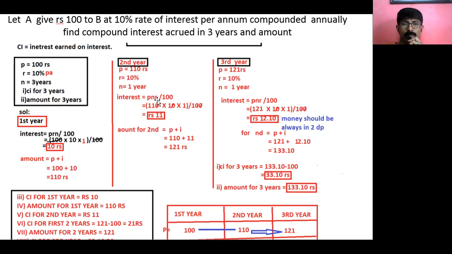So interest will become PNR upon 100. So 110 into 10 into 1 upon 100. इसको cancel करते हैं तो मिल जाएगा 11 rupees. Now what is the interesting thing happening? The interest for the first year was rupees 10 and the interest for the second year is rupees 11.